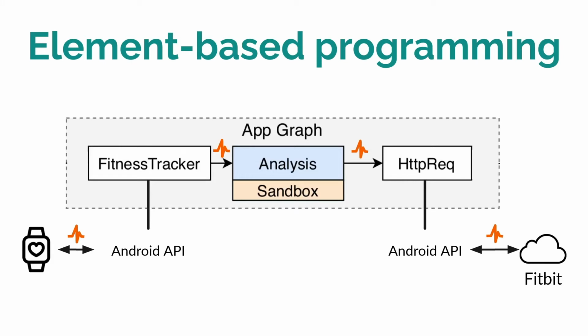So let's go first through the element-based programming model that is proposed by Flowverine middleware. With this model, each application component is represented as a graph of elements, and each element represents a functional unit of the application logic. For instance, here we have an application that collects heart rate data from the fitness tracker and sends it to the Fitbit cloud storage. The application consists of 3 elements. 2 of them are provided as part of the Flowverine API, and they mediate access of the application to the underlying Android API, for instance, to interact with connected devices or with network resources. And there is an element that is provided by the application developer that implements application-specific logic, for instance, processing heart rate data and preparing the payload for an HTTP request to the Fitbit server.